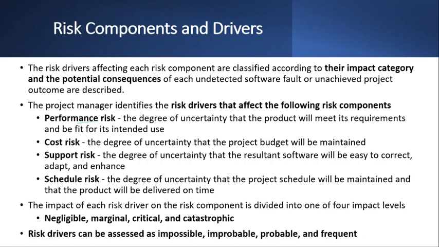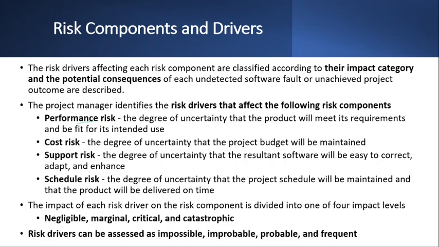In order to maintain that project budget, we have to monitor that. And so what are the risk factors that may affect this cost? That is the degree of uncertainty in terms of the cost of the project. Then support risk, the same thing like the others. Here support is the uncertainty that the resultant software will be easy to correct, adapt and enhance.